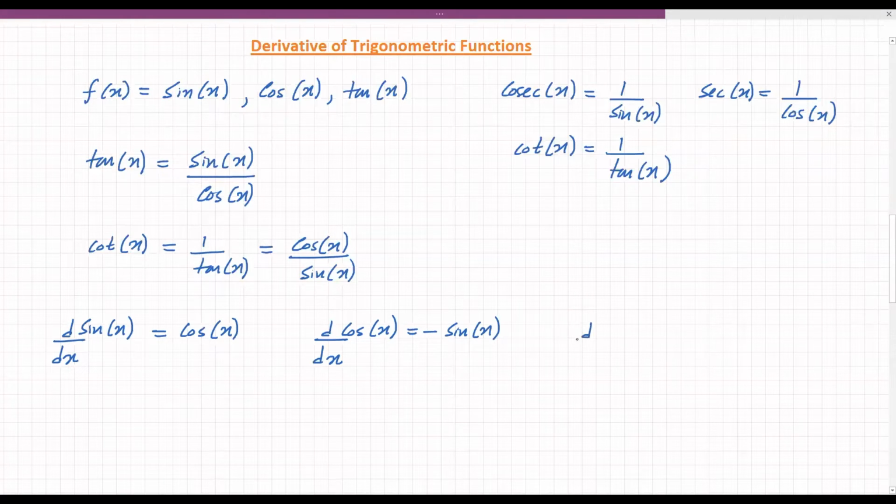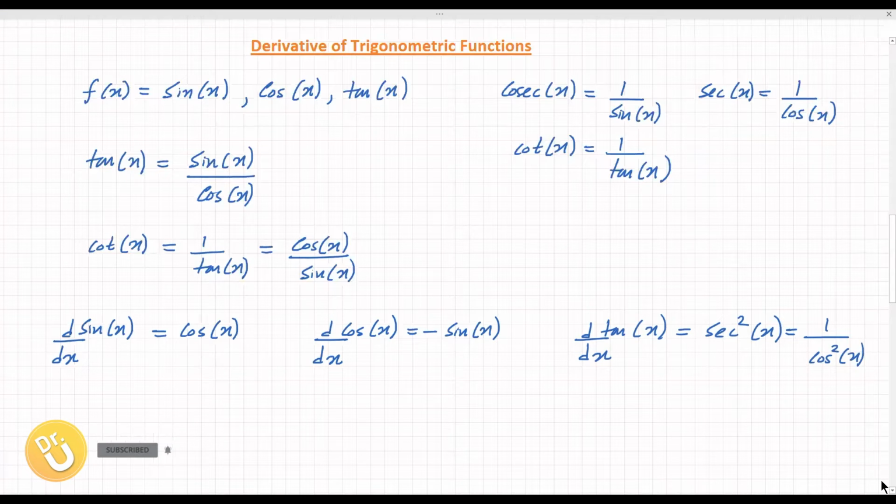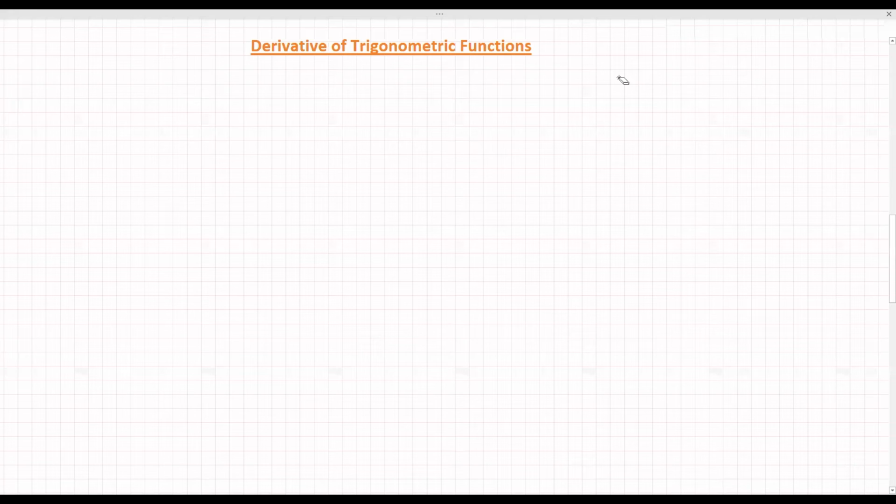Then if you have d/dx of tan x, the answer would be sec squared x. I told you sec x is 1 divided by cos x, so if you want, you can say this is nothing but 1 divided by cos squared x. So that's all about the base cases. Now we will look into a few variations.